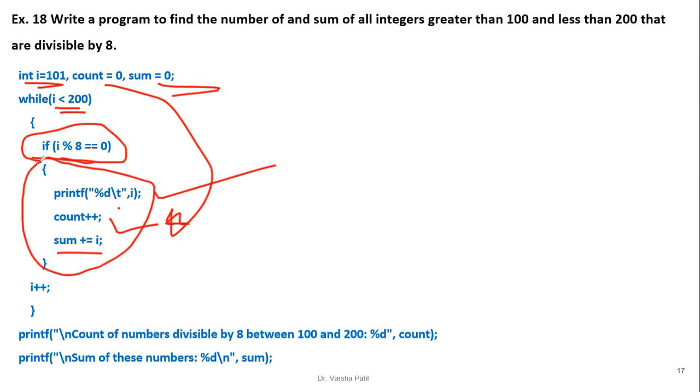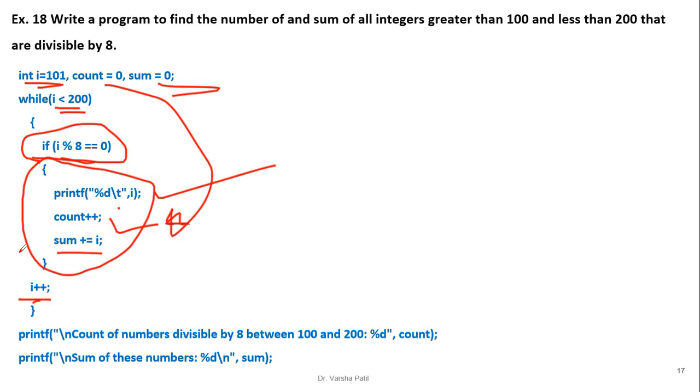So opening and closing brackets are there. If that number is divisible by 8, then only this will execute, otherwise it will not execute. And after that it will do i plus plus for every number, because whether this executes or not, if the condition is true it goes through the 3 lines, otherwise it comes directly to this line, and i plus plus takes place.